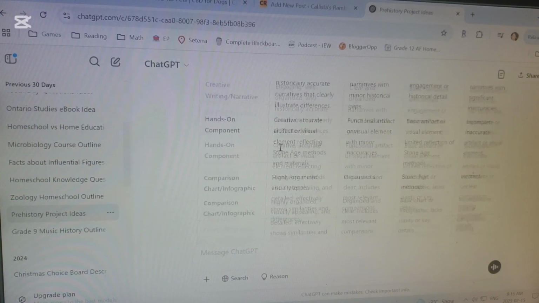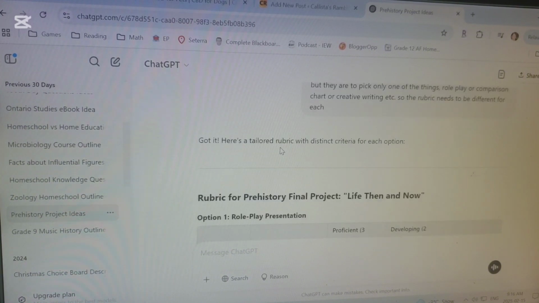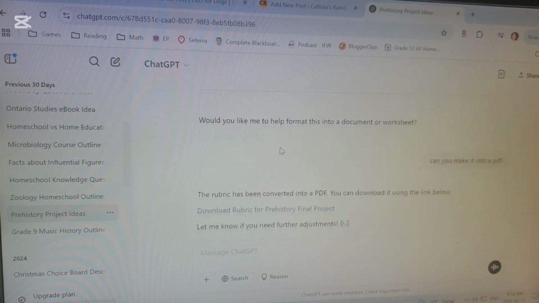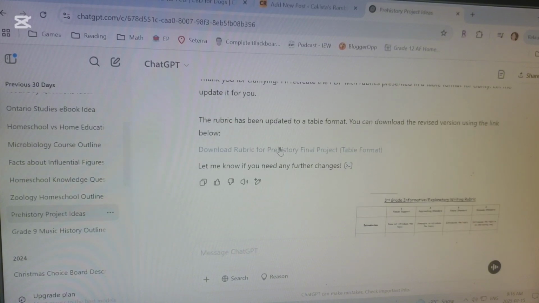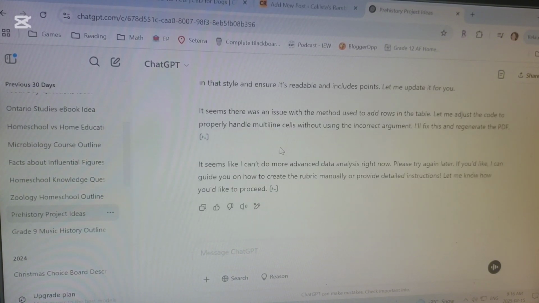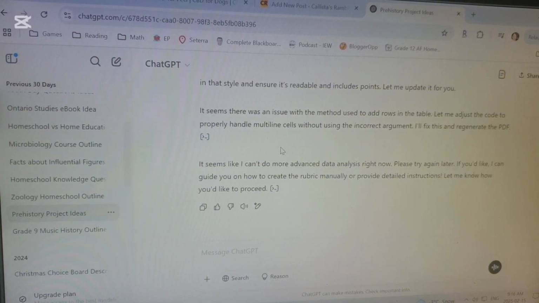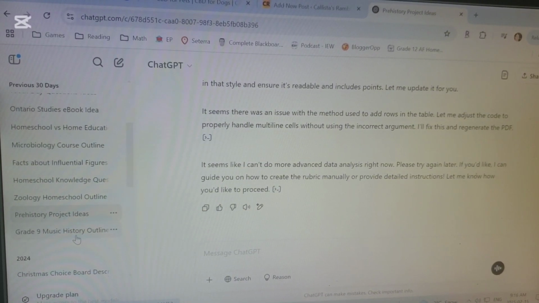The rubric wouldn't print properly, so I ended up doing it a little differently. Asked for a couple of ones. And then I asked for it to give it to me in a PDF, and it made me a PDF, and I was able to download it that way. So that's cool. And my dog's walking around again.